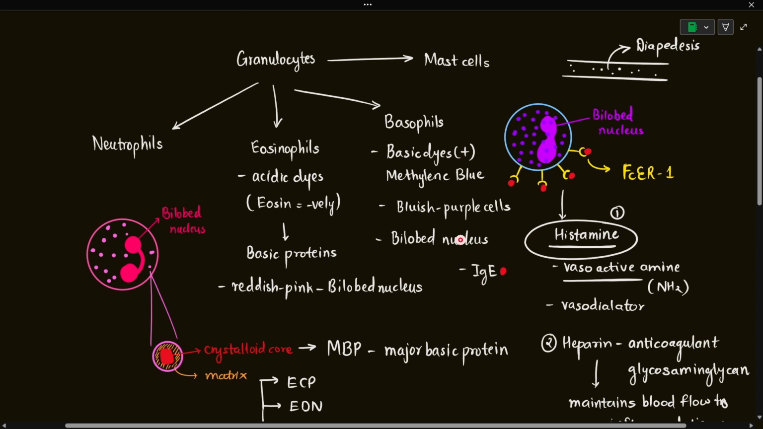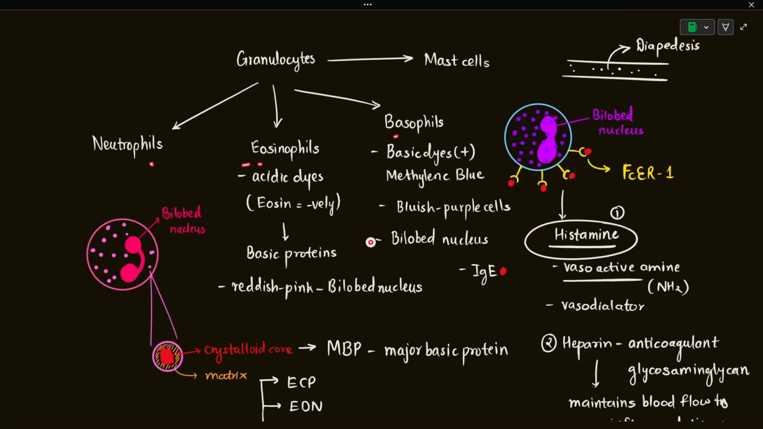So if you have to define those cells, the neutrophils, basophils and eosinophils, in one sentence, how will you define? Neutrophils are the granulocytes which mediate the killing of pathogens by ROS production, the reactive oxygen species production. They are very aggressive in nature, and they are also phagocytic in nature. The eosinophils are the granulocytes which kill the big parasites by having the major basic proteins, and they are bilobed in nature.